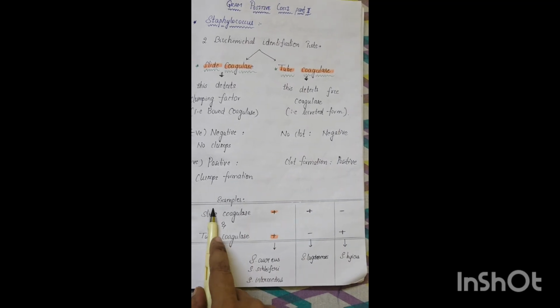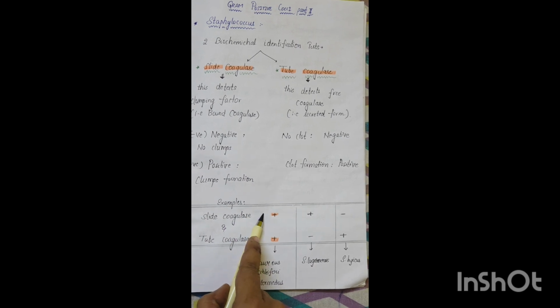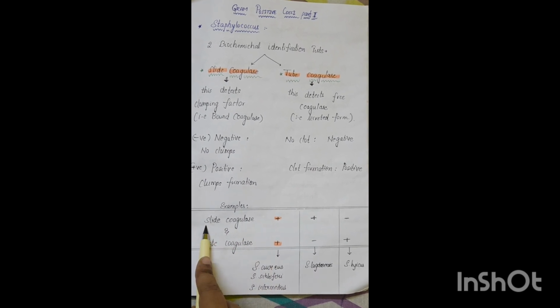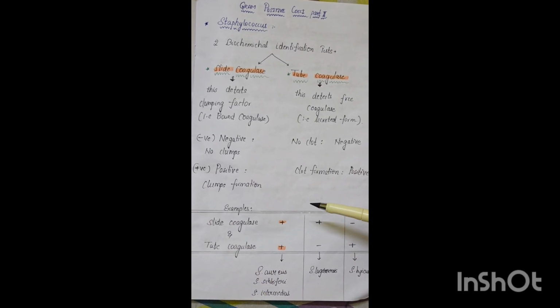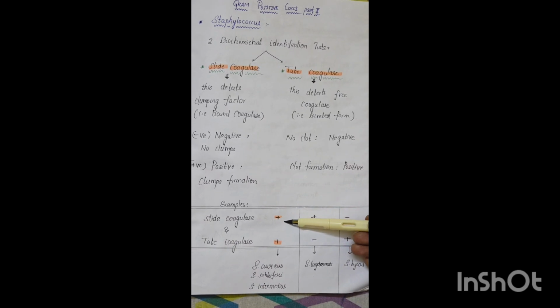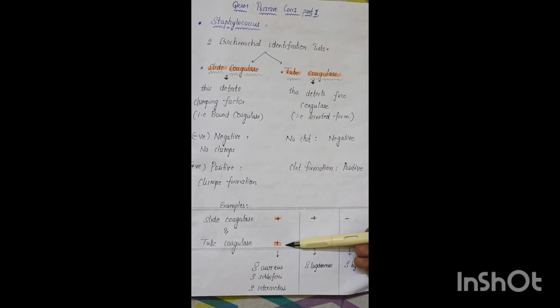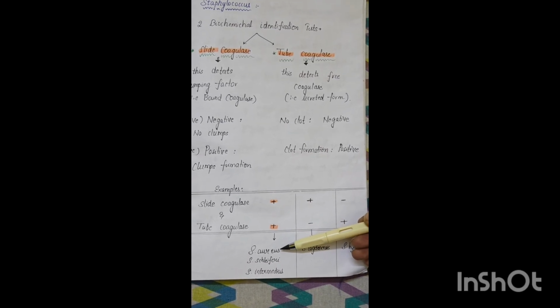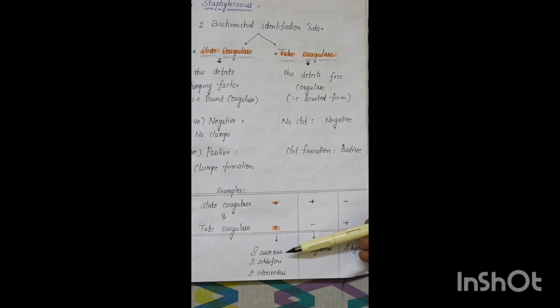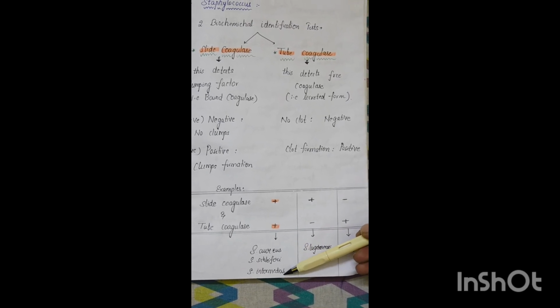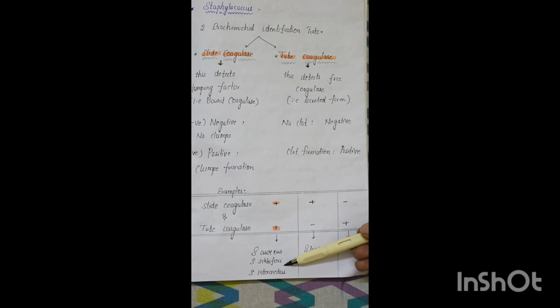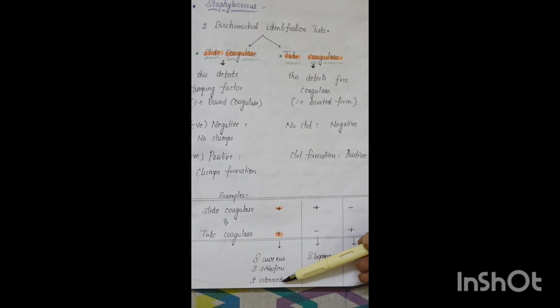So you can see there are some organisms which are both slide coagulase positive as well as tube coagulase positive. The examples of both positive are the most common pathogen, Staphylococcus aureus, and the other coagulase-positive staphylococci which can be both positive are Staphylococcus schleiferi and Staphylococcus intermedius.